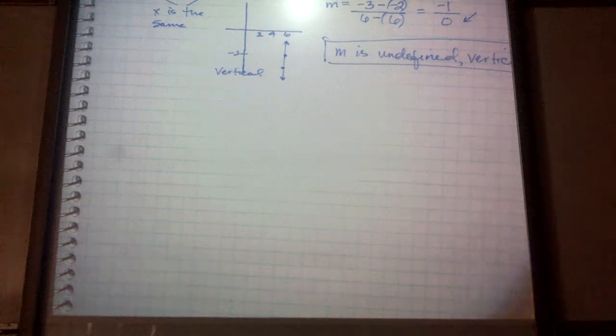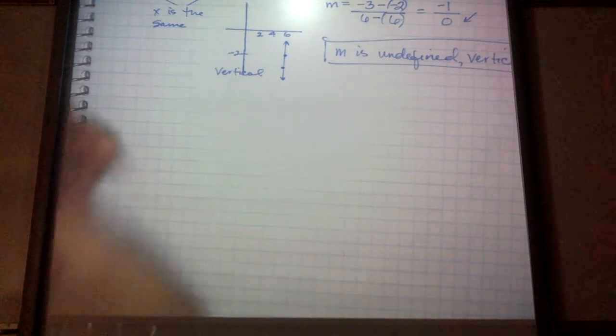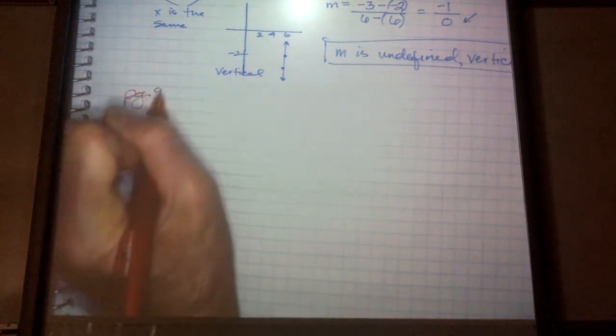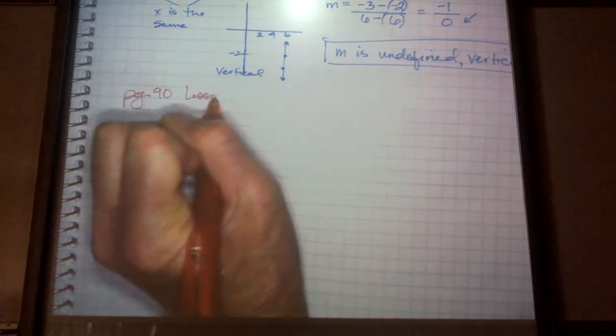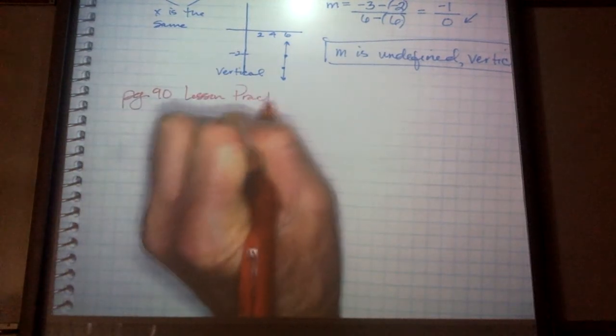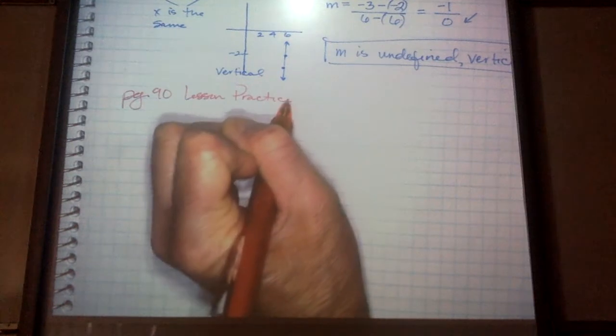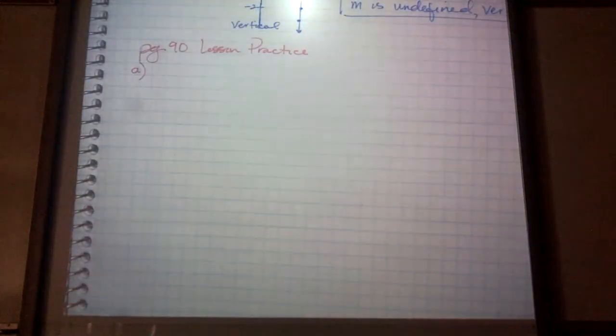So let's jump into lesson practice, which is on page 90. I might need more graph paper. So part A. Sorry, turning the page.